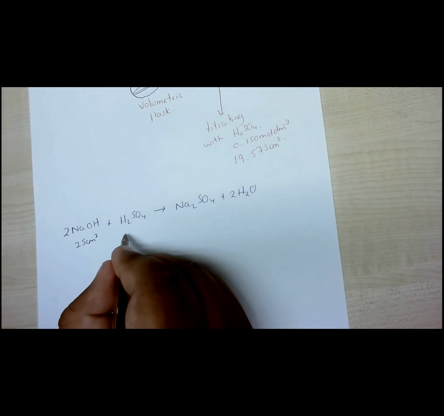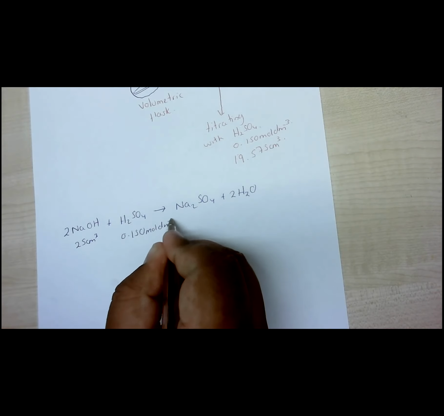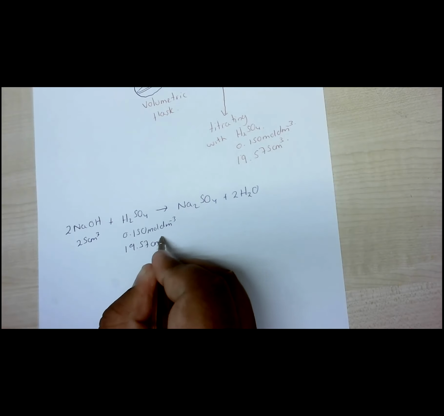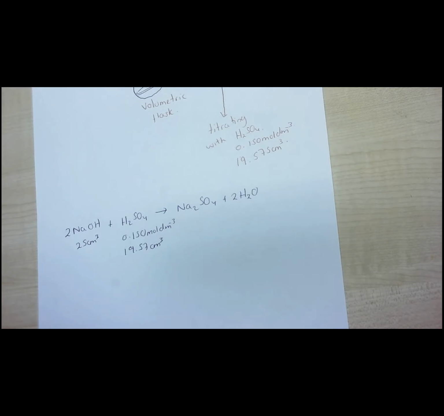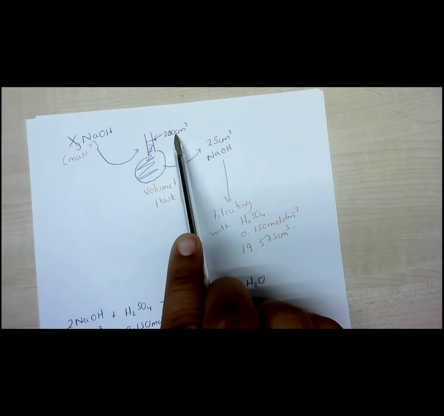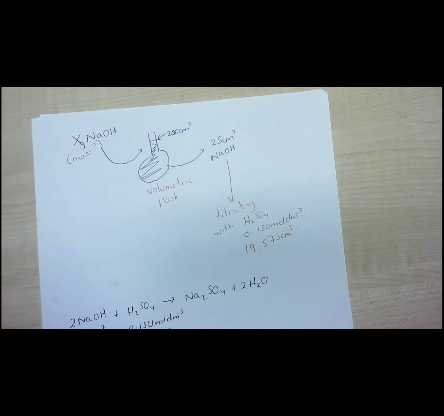We have 0.150 moles per decimeters cubed of that, and we also have 19.57 centimeters cubed of that. And we've been asked to work out the mass of the original, and really be careful, because that X was dissolved in 200, not in 25. Really be careful of that. I'll come to that in 1 second.